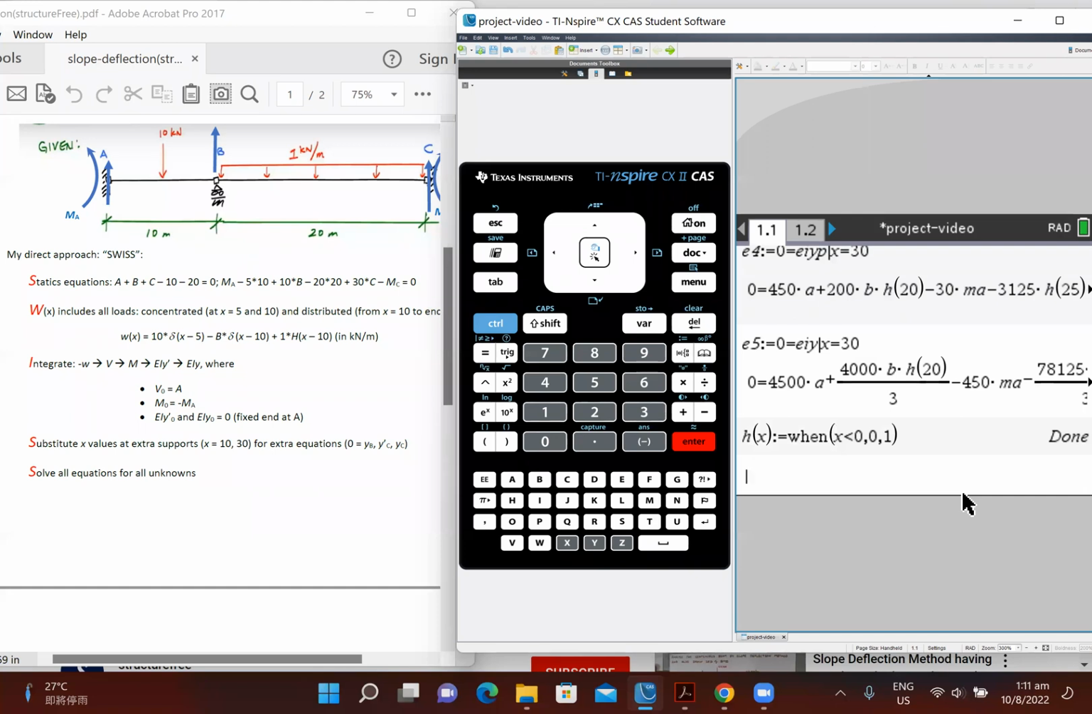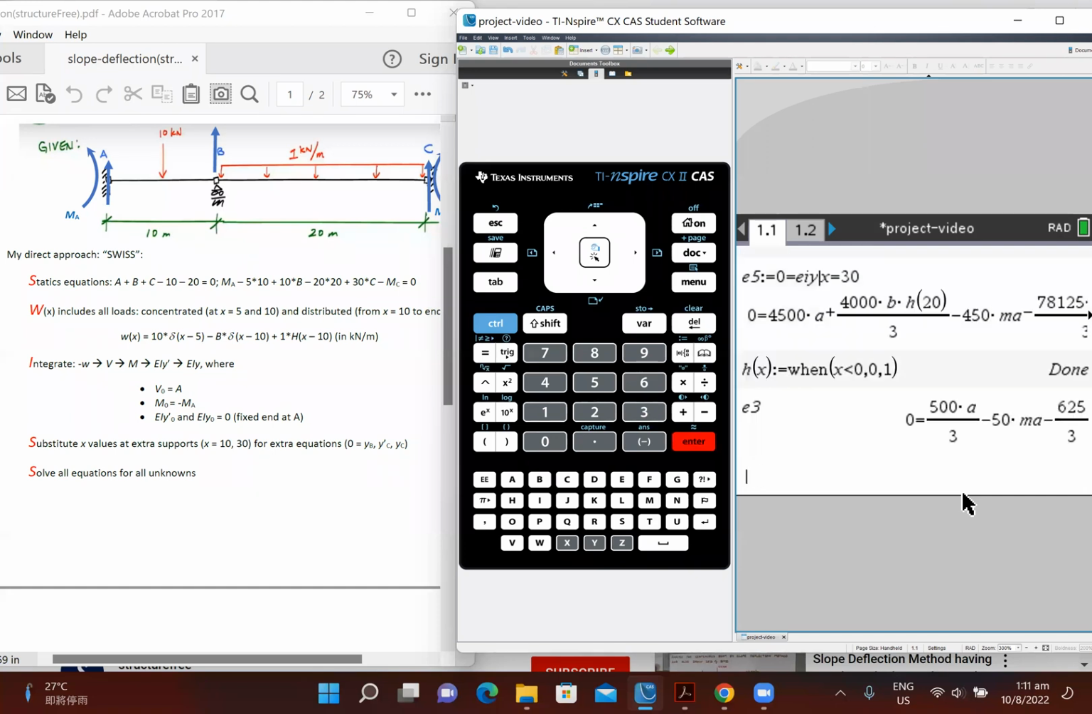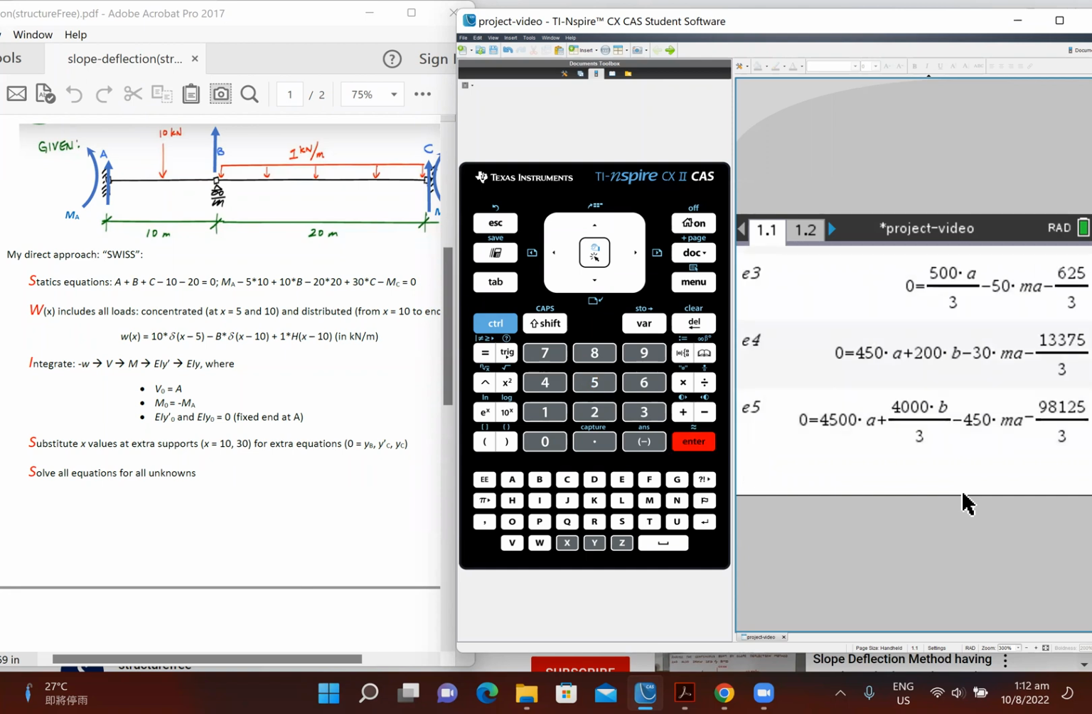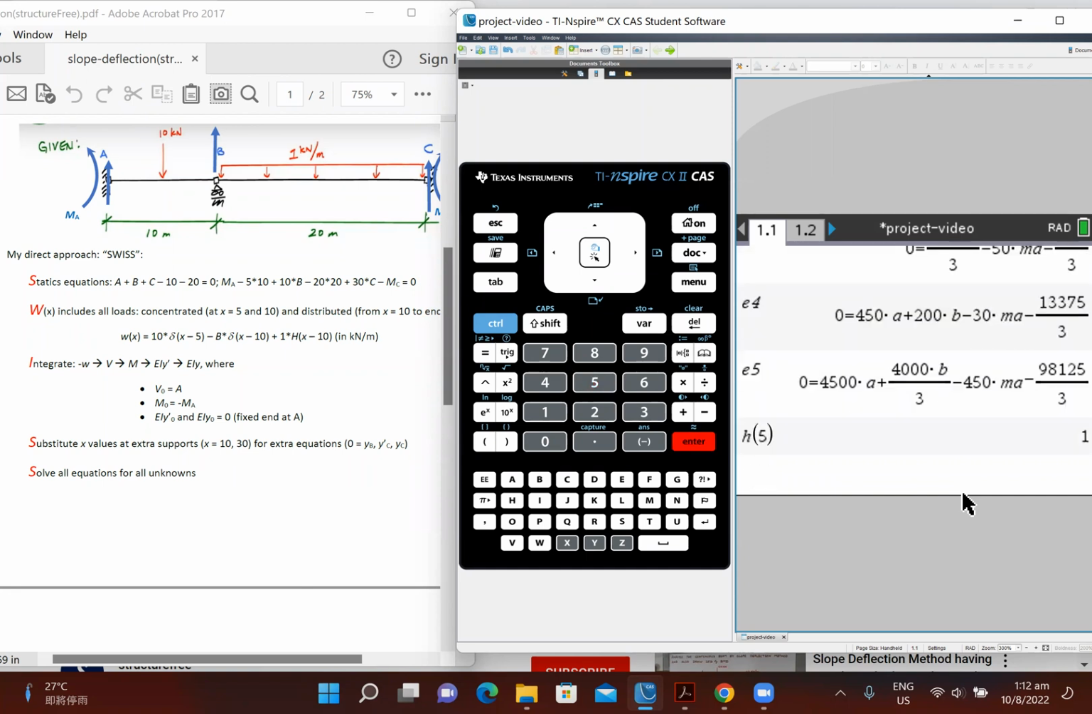Now you can take a look at E3 again. You see that those step functions are gone, or simplified, because now it knows, for example, h of 5 is 1. So now what? Now we can solve by using the solve command, E1 and E2 and E3 and E4, and finally E5 for all the unknowns, A, B, C, MA, MC.